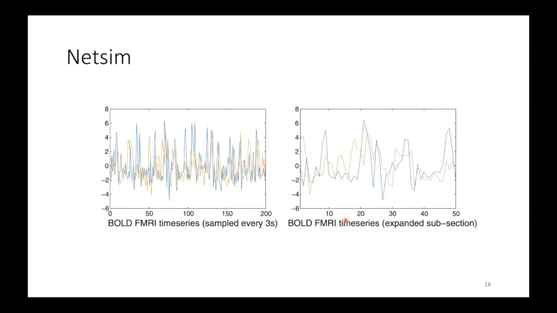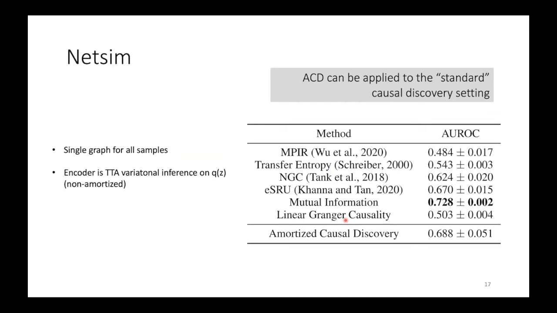We also tried it on a problem which is basically fMRI data sequences, which is the typical example where there's only a single causal graph. So we basically use the usual setting for Granger causality, where we do test time adaptation, variational inference with QZ, and then we get on par with the best methods out there for the usual Granger causal inference. Of course, our method shines when we have a family of problems that are related, and we can transfer knowledge from one problem to other problems.